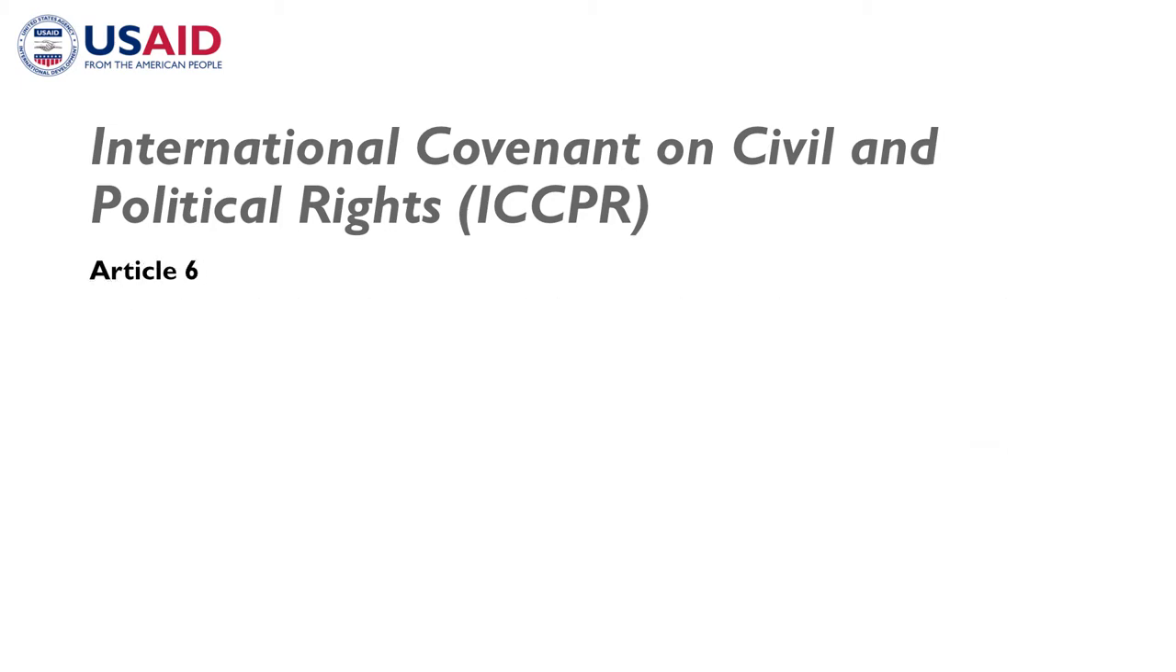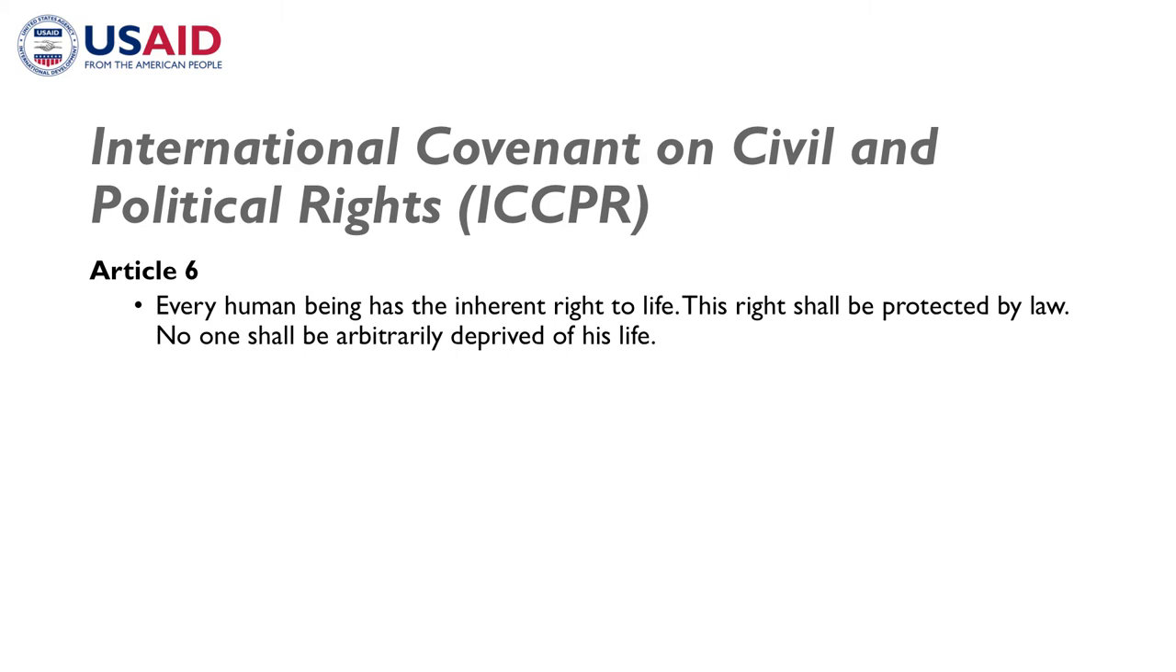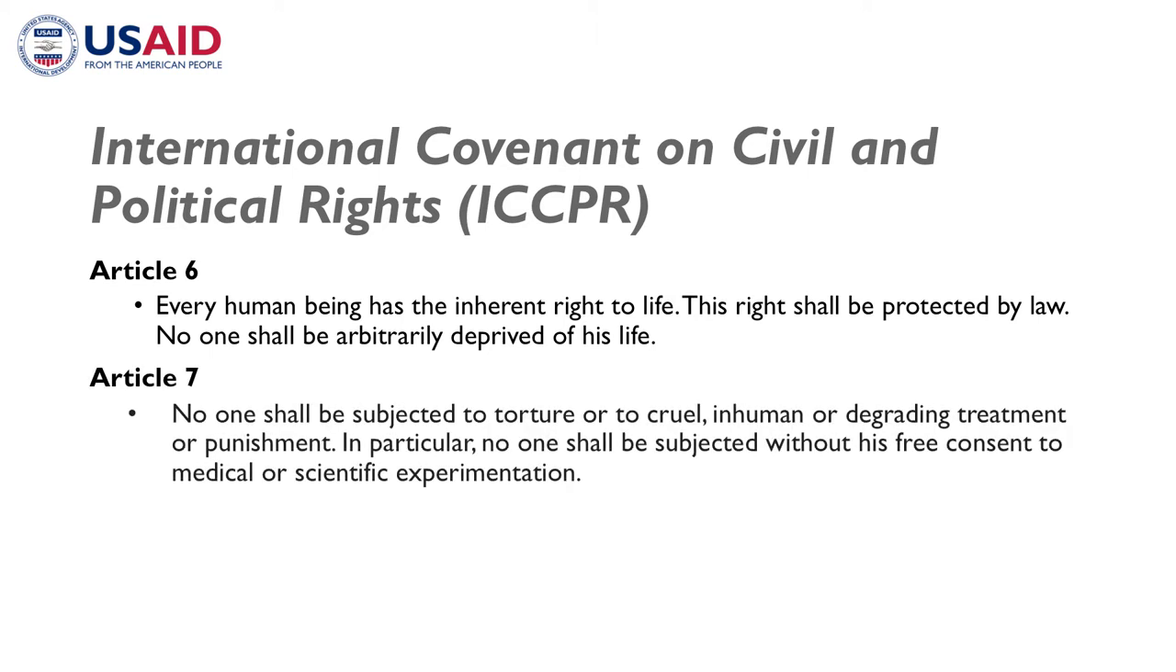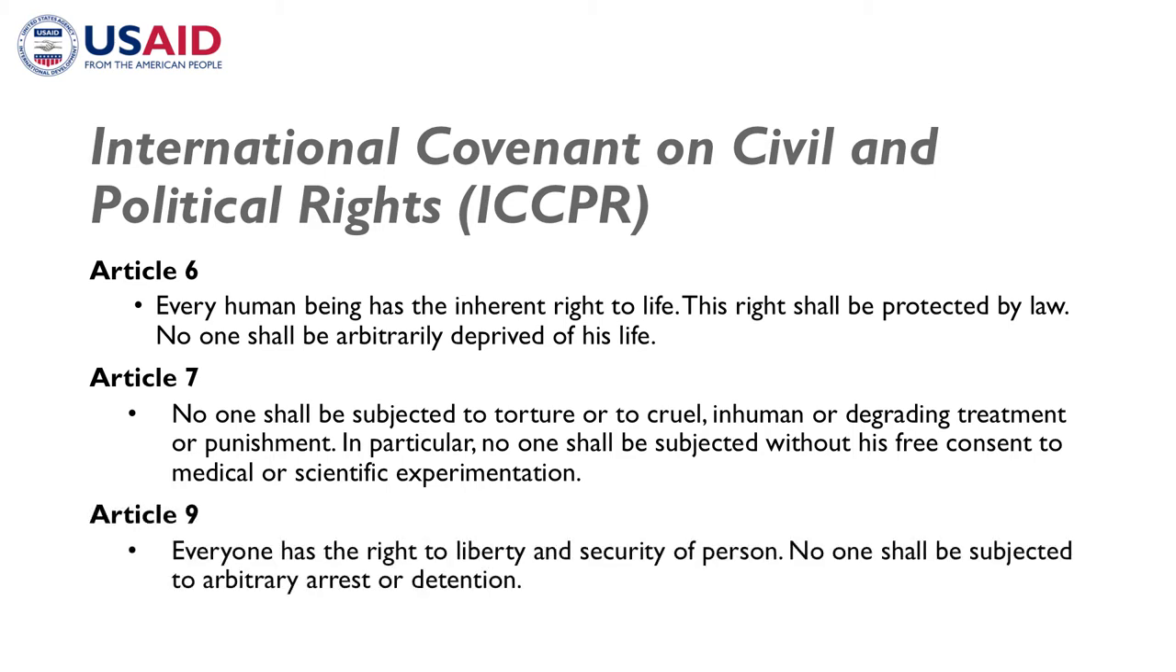Article 6 of the ICCPR says, every human being has the inherent right to life. This right shall be protected by law. No one shall be arbitrarily deprived of his life. Article 7, no one shall be subjected to torture or to cruel, inhuman, or degrading treatment or punishment. Article 9, everyone has the right to liberty and security of person. No one shall be subjected to arbitrary arrest or detention. There's a number of more rights. There's 30 articles in the ICCPR.